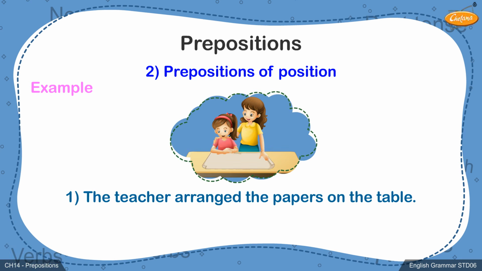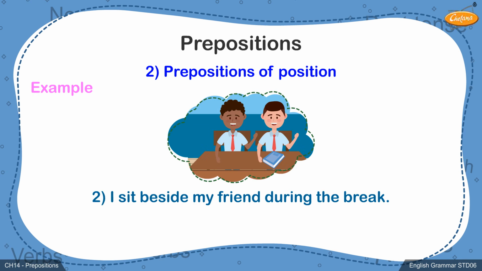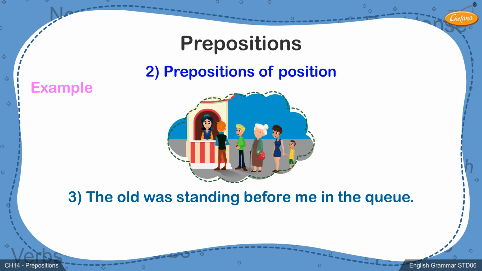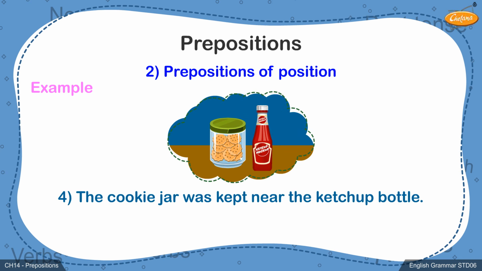1. The teacher arranged the papers on the table. 2. I sit beside my friend during the break. 3. The old lady was standing before me in the queue. 4. The cookie jar was kept near the ketchup bottle.